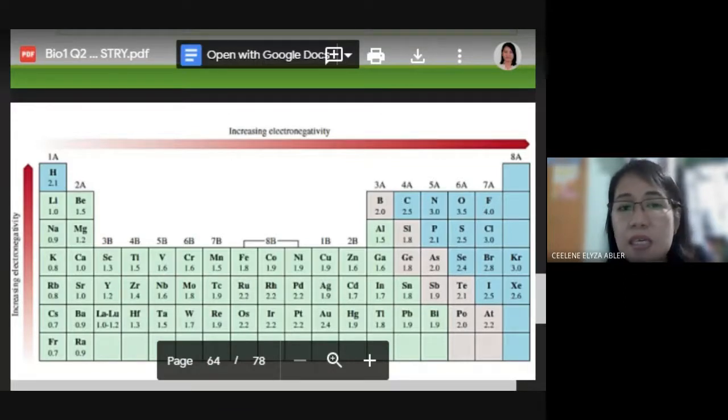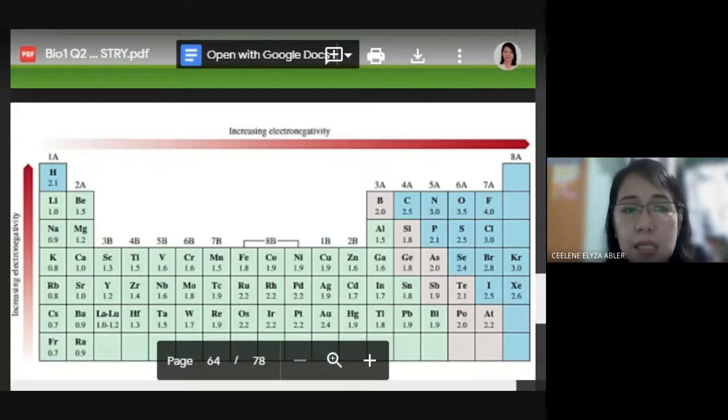And you have increasing electronegativity from your hydrogen towards your helium. Here, ito sila, which we call the noble gases. They actually have filled up the last, na, the valence shell. They are filled up completely with 8 electrons. Kaya we have here 8A. Okay? So that's already complete ang kanilang valence na shell. So ang ibig sabihin, they are fairly stable.